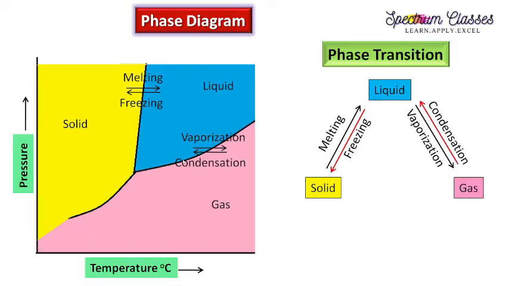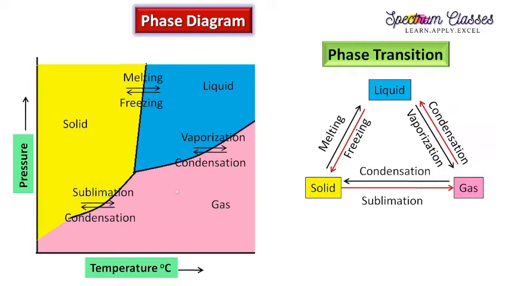Now coming to the next equilibrium. Along this bold line we have the equilibrium between the liquid and gaseous phase. When liquid converts to gas, it is called vaporization, and when gas converts to liquid, shown by the red arrow, it is called condensation. Similarly, there is another equilibrium between solid and gas phase. When solid converts to gas, that is termed sublimation, and when gas converts to solid, it is termed condensation.